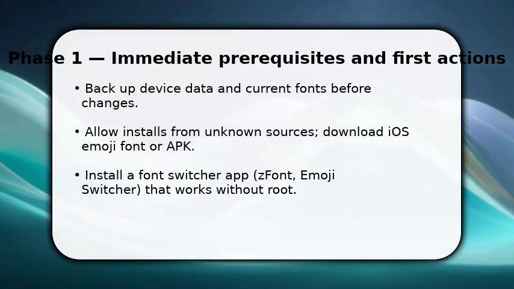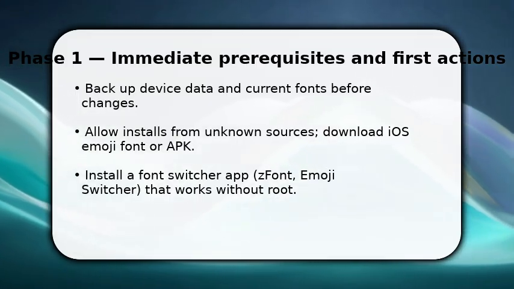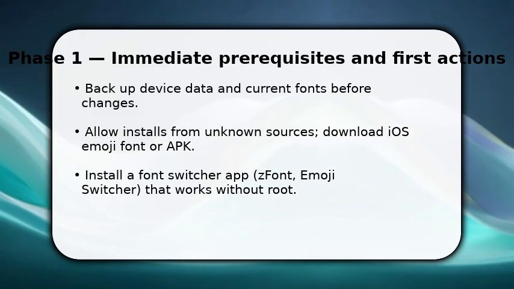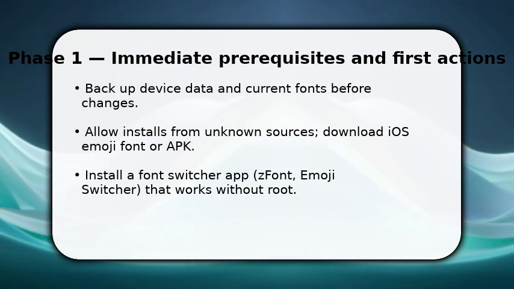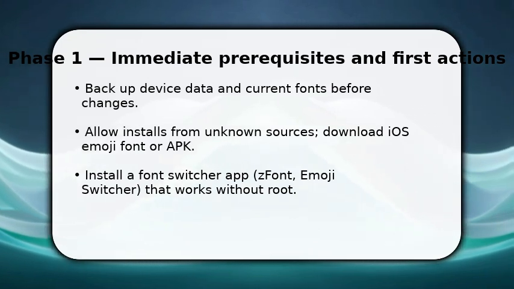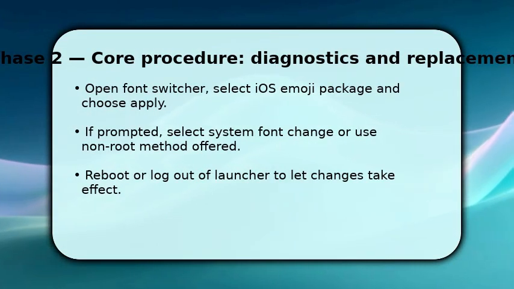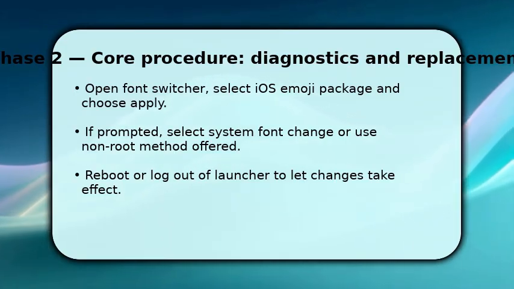Once downloaded, open the switcher. Make sure the app has storage permission and load the iOS emoji file into the app so it's ready for installation. Now apply the iOS emoji set through the font switcher. You choose the iOS package and pick the app's recommended apply method.